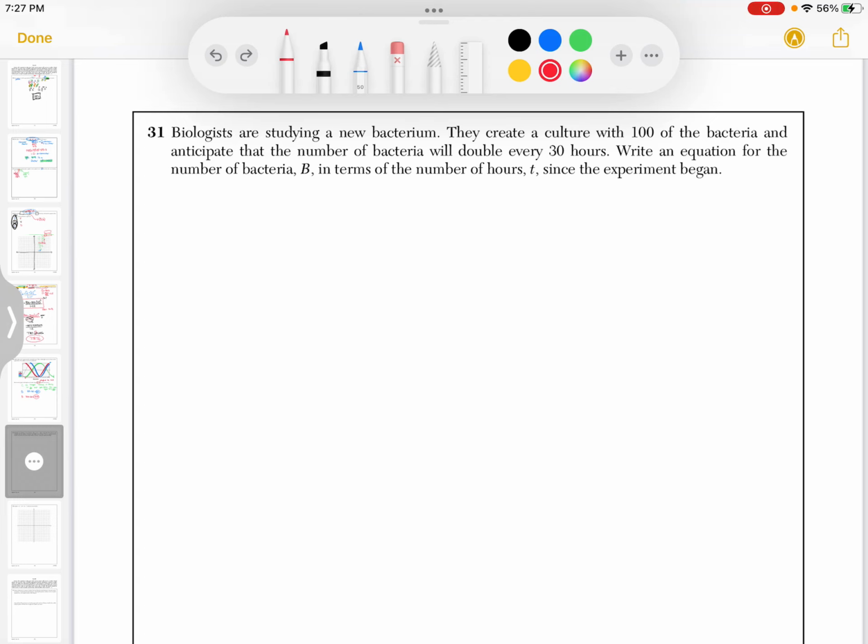Okay, so 31. Biologists are studying a new bacterium. They create a culture with 100 of the bacteria and anticipate that that number of bacteria will double every 30 hours. Write an equation for the number of bacteria B in terms of the number of hours T since the experiment began. Another quick reminder, if it tells you to use letters, you have to use those letters. So this is the function B in terms of T. So it's going to be B of T to start. You have to use the letters they give you. If you have an f of x on here, minus a point. And these are only 2-point questions.